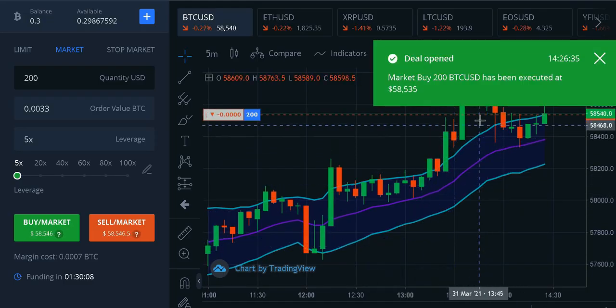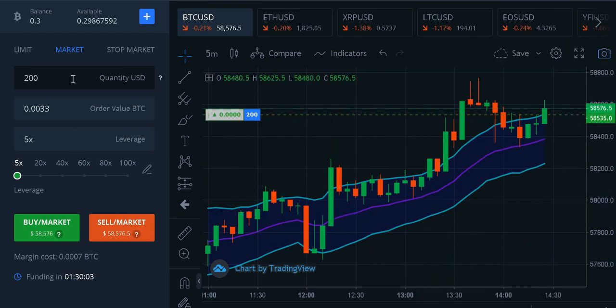My order was filled so quickly, so easily. I am in Bitcoin with $200 and 5x leverage, but I could have gone all the way up to 100x leverage.